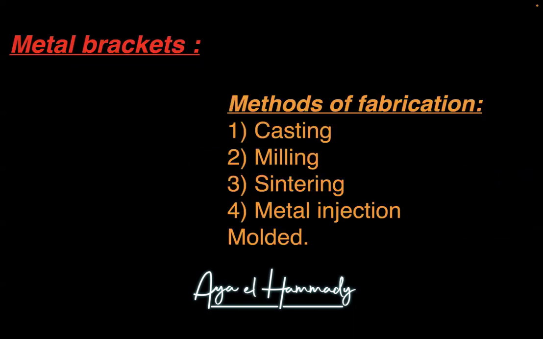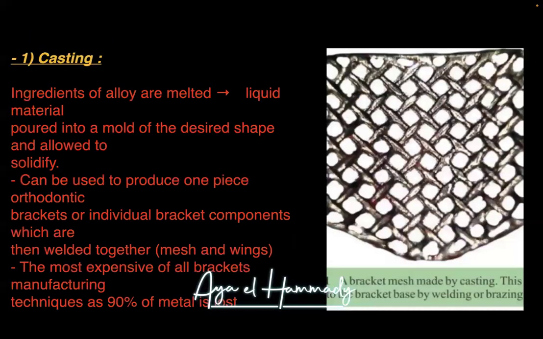Okay. What about here the orthodontic brackets? What are the types of brackets here? We have the metal one, we have the ceramic one, right? We have the plastic one. So what are the methods of fabrication? How is it formed? By casting, milling, sintering, metal injection molding, okay?